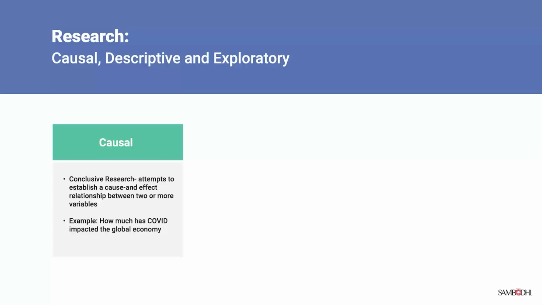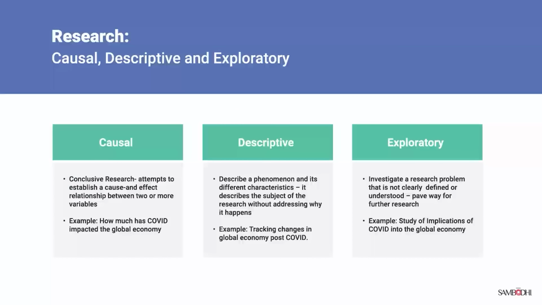The design of the analysis can be classified into causal, descriptive, and exploratory designs. Causal research can be understood as a type of conclusive research that attempts to establish a cause and effect relationship between two or more variables. This type of research is widely employed by companies and corporations. It assists in determining the impact of the change in process and the existing methods, narrowing down the cause and effect relationship. For example, we can consider how much COVID-19 has impacted the global economy.